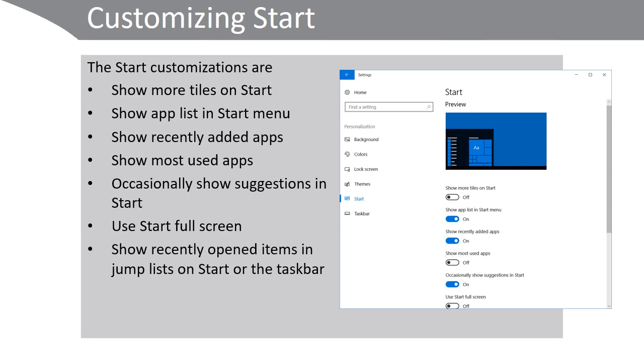Recently opened items can be shown as jump lists on the Start or the taskbar. That's useful. I pin items to the taskbar such as Word, which I use often, and if I right click on the Word icon on the taskbar, I can see recently opened items. I find that very handy. You can also show which folders appear. That might be things like your documents or photos folders.